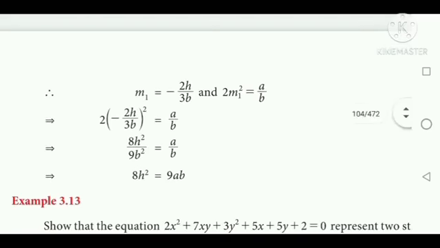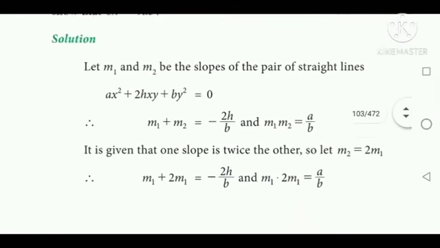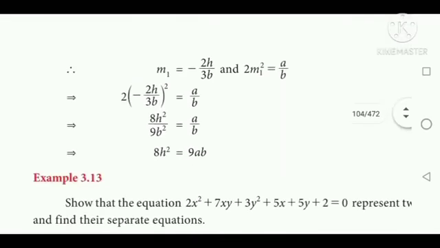Then 8h square equal to 9ab. So it is proved that 8h square equal to 9ab. Okay, hence proved.